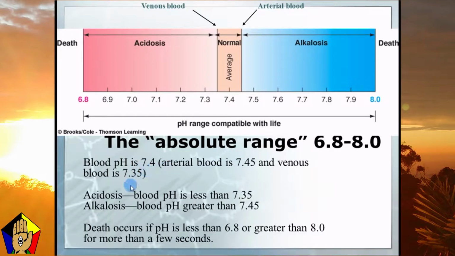Okay? Acidosis and alkalosis are two terms, and we describe them as if you go below 7.35, you're too acidic. If you go above 7.45, you're too basic or alkaline. If you go to the extreme ranges that I was talking about here, anything beyond this leads to death.